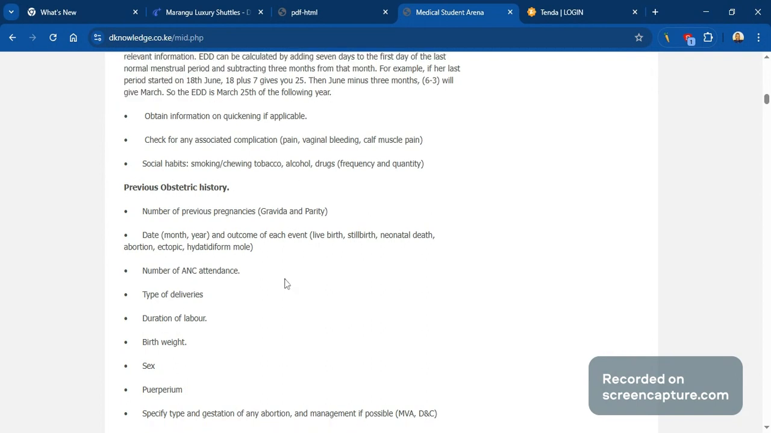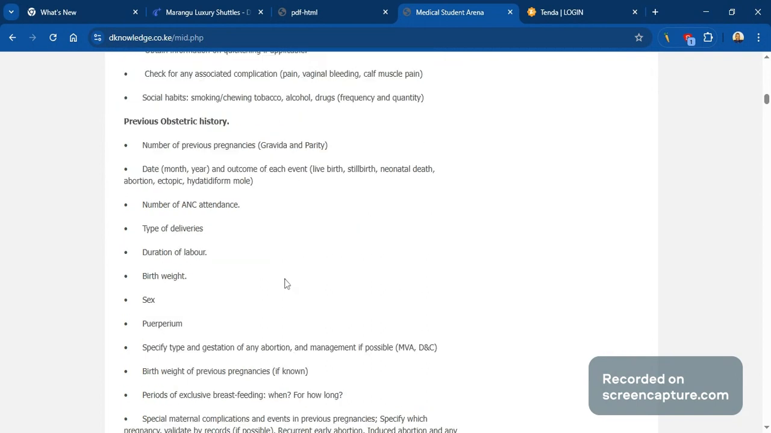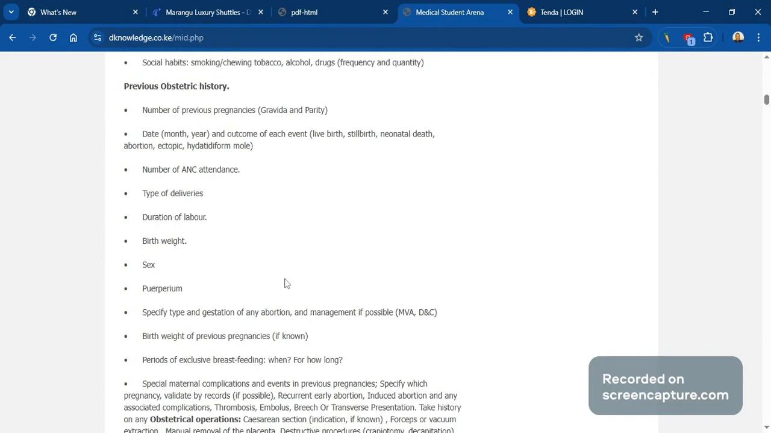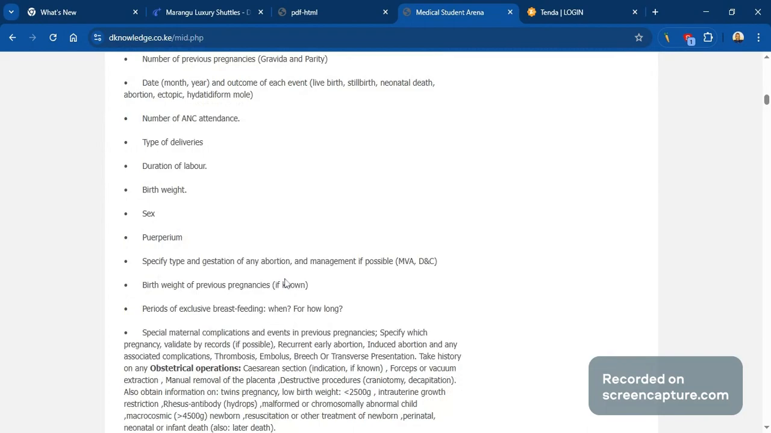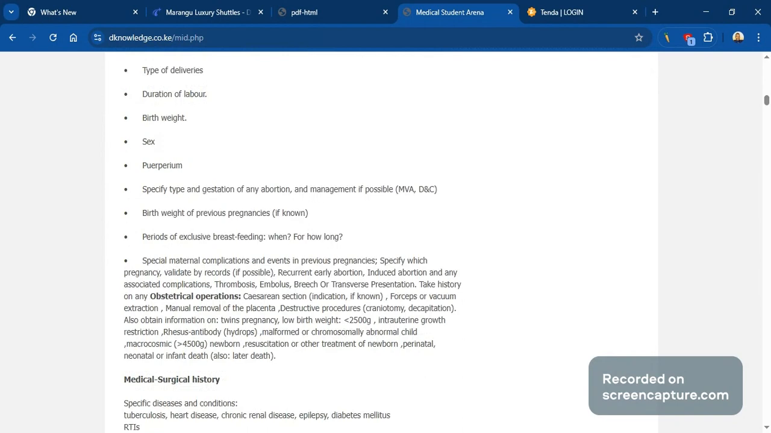Previous obstetric history: number of previous pregnancies, date, month, year, and outcome of each event: live birth, stillbirth, neonatal death, abortion, ectopic, hydatidiform mole, number of ANC attendances, type of deliveries, duration of labor, birth weight, sex, puerperium. Specify type and gestation of any abortion and management if possible. Do an MVA, ask about MVA.